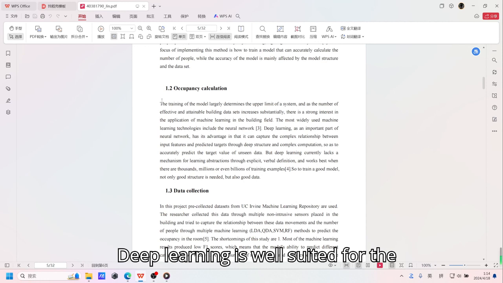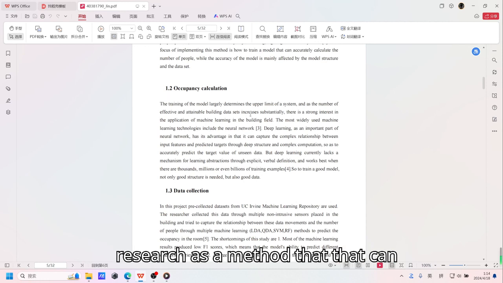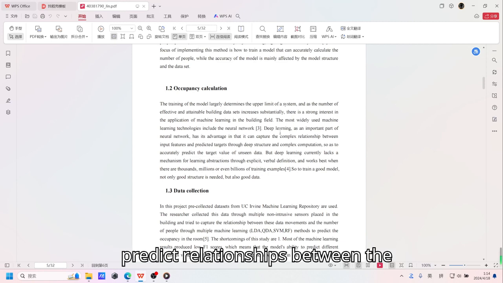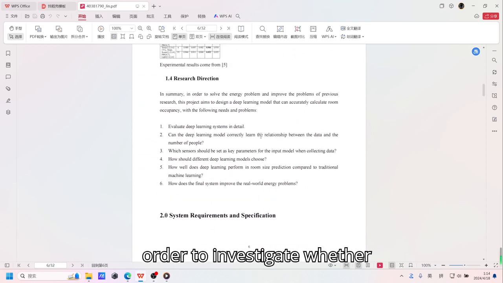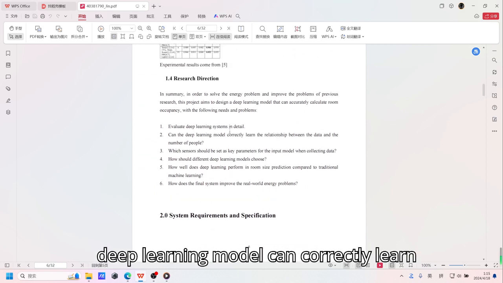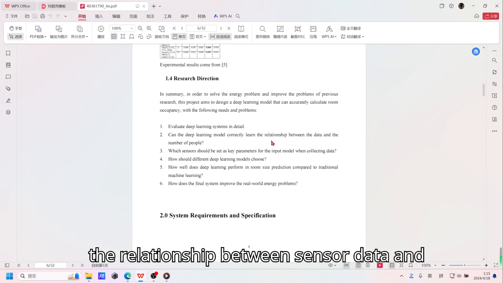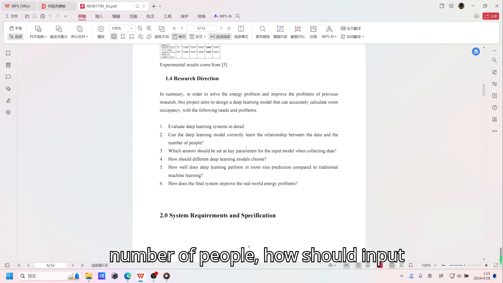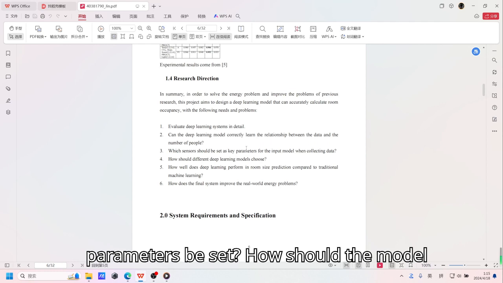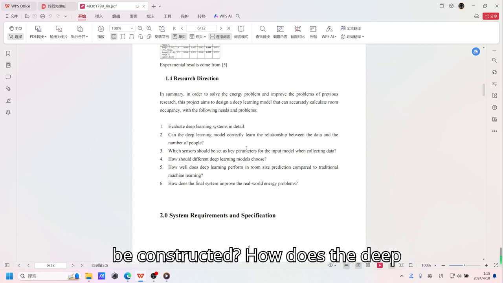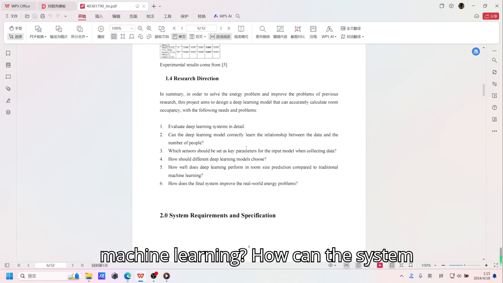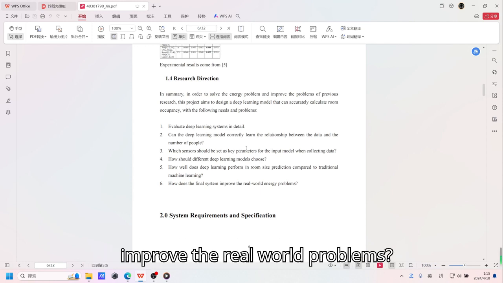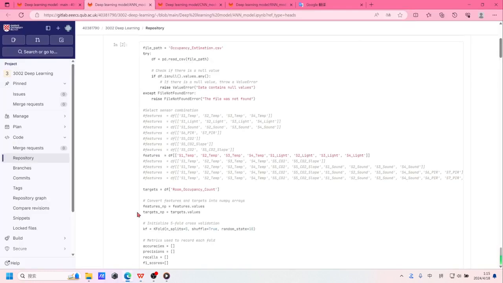Deep learning is well suited for this research as a method that can capture complex features and predict the relationships between targets. In order to investigate whether a deep learning model can correctly learn the relationship between sensor data and number of people: how should the input parameters be set, how should the model be constructed, how does the deep learning model perform compared to machine learning, and how can the system improve on real world problems?